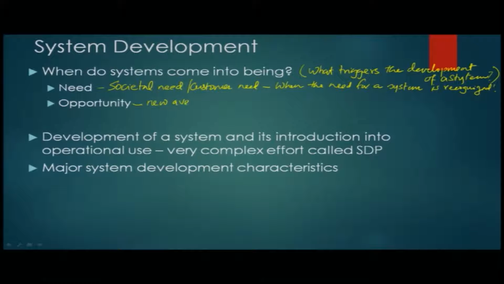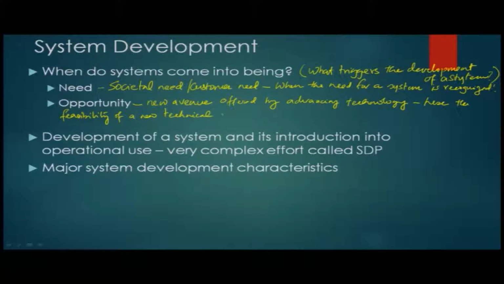The second one is the opportunity, also called a new avenue offered by advancing technology. Here the advancement in technology has offered a new option, and the feasibility of a new technical approach is identified. So you have been doing similar activities, and after some point of time you come across a new technological opportunity, because the technology advanced from the previous time period, and because of it you end up developing a new system.